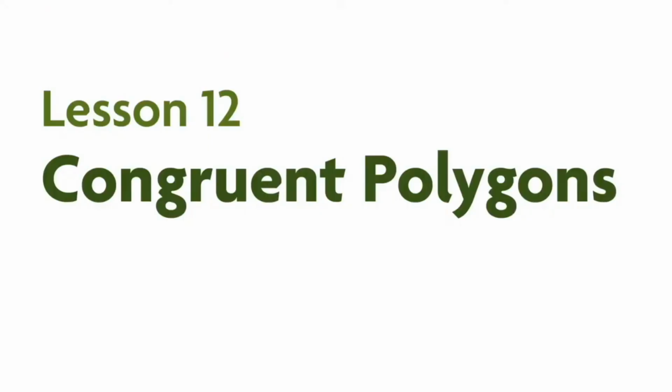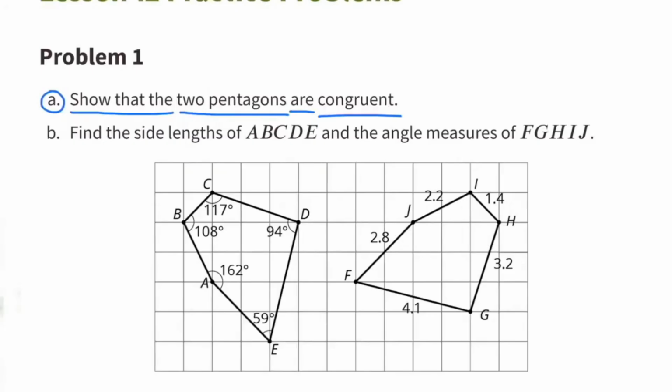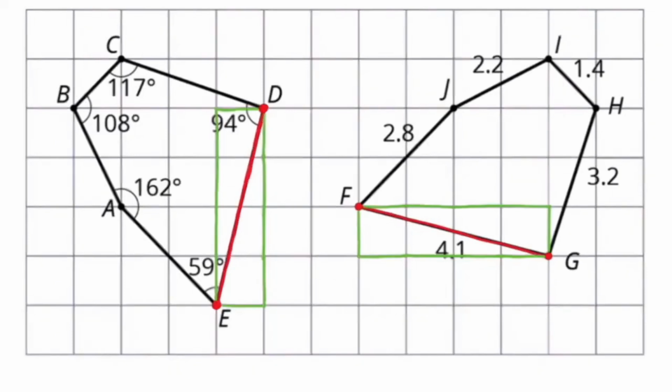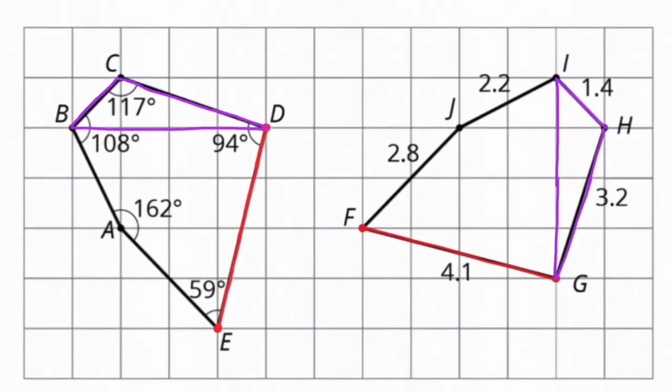8th grade, Unit 1, Lesson 12, Congruent Polygons. Number 1. A. Show that the two pentagons are congruent. Segments DE and FG are the same length, so they're congruent. Segment BC and segment HI are congruent. And segment CD and GH are also the same length, so they're congruent.